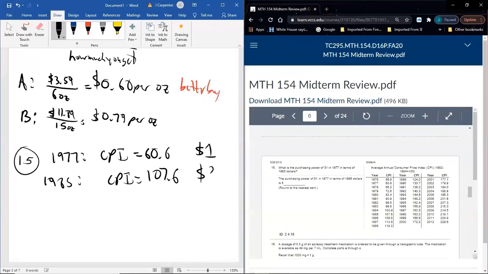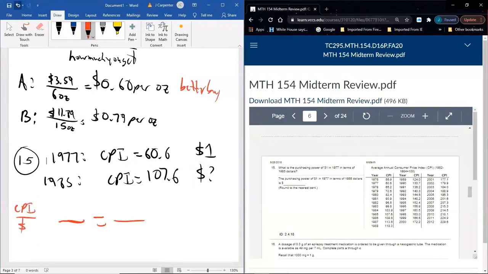And we don't know that dollar cost. Well, if you really need to see it, this is literally a proportion table. So you could draw your box around this and do all your cross multiplying. If you don't need to show it as a table, you've got the values for one year, dollar and CPI, and the values for another year. Then you can set up a fraction equal to a fraction, dollars over CPI or CPI over dollars. Doesn't matter. I'll go CPI over dollars.